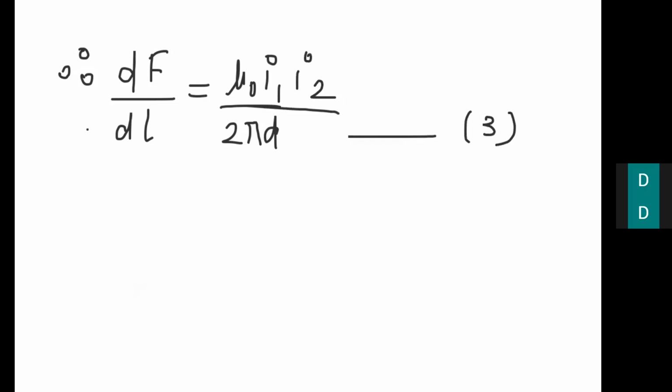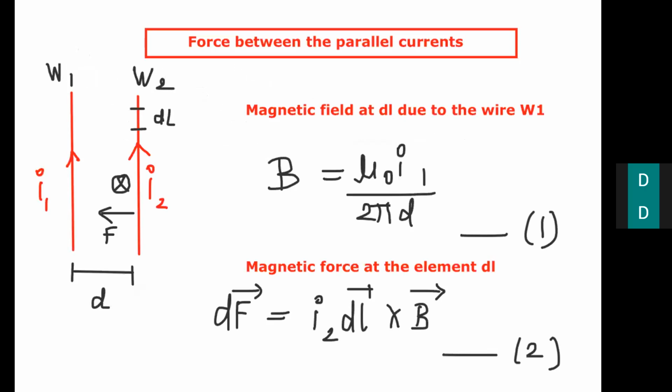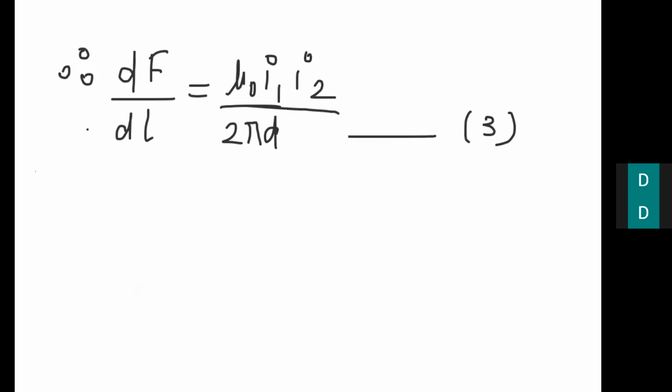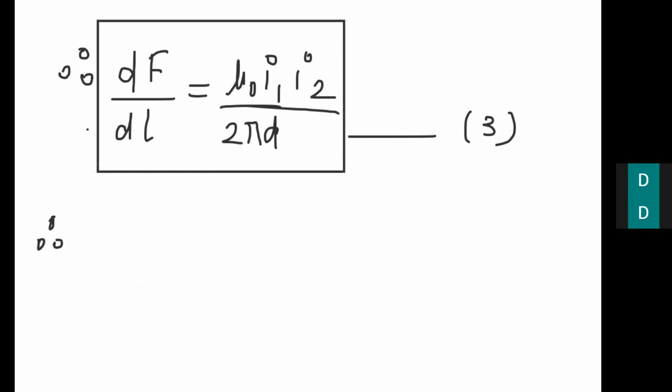Now you can clearly see that here the wires are carrying current in the same direction. So wires are attracted to each other. Wires are attracted due to current in the same direction.